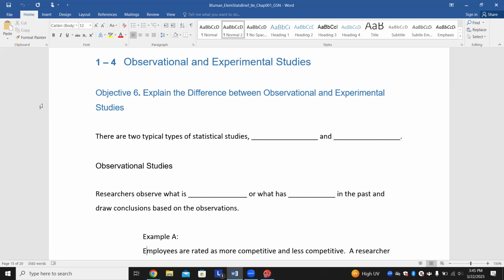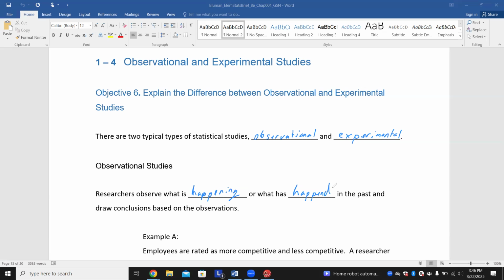All right, so again, we'll explain the difference between the two. There are 2 typical types of statistical studies. They are observational and experimental. Observational studies are where researchers observe what is actually happening or what has happened in the past and draw conclusions based on the observation.